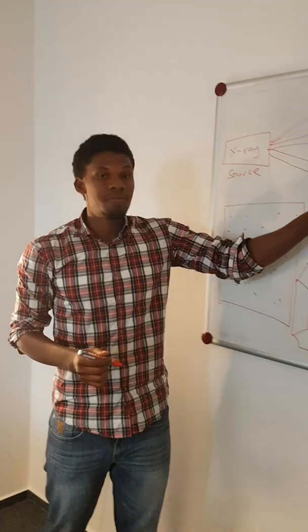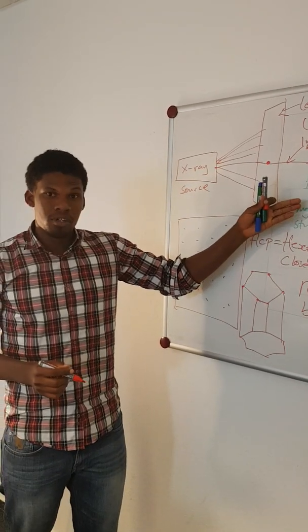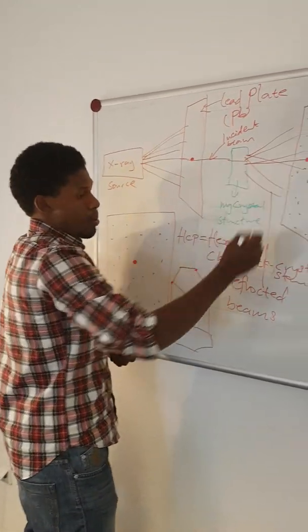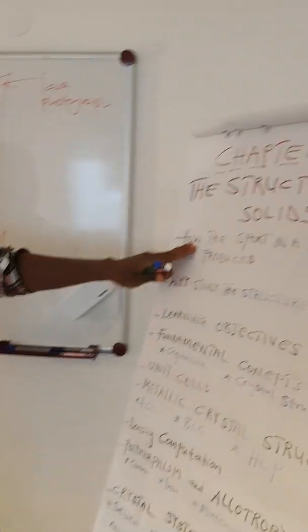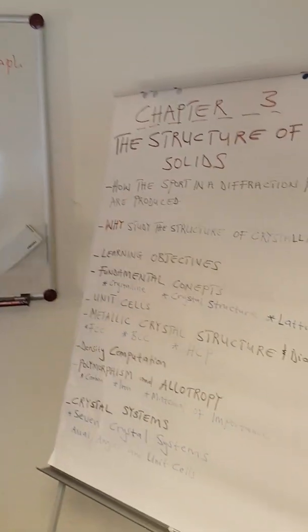We can use different crystal structures. For example, we can use gold, diamond, or silver, and then we are able to determine the crystal structures. That brings us to the first point, how we determine the spots and patterns that are produced.